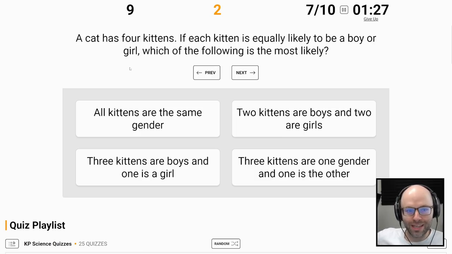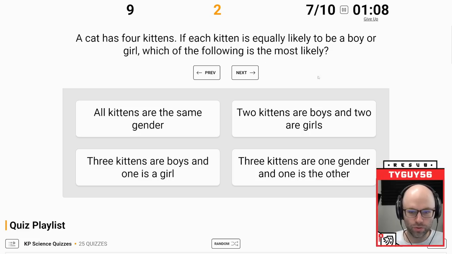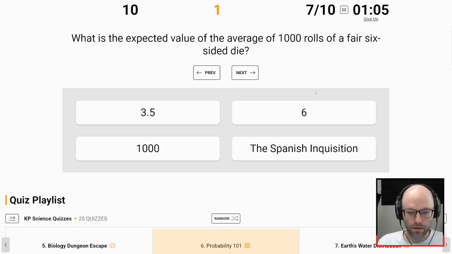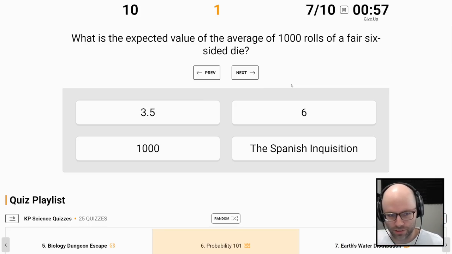A cat has 4 kittens. If each kitten is equally likely to be a boy or a girl, which of the following is most likely? All kittens are the same gender. So that's like a 1 in 16. 2 kittens are boys. 2 kittens are girls. 3, okay, the most likely outcome is that there's 2 and 2. Oh, I didn't even read the last one. The last one was like, they're all kittens.